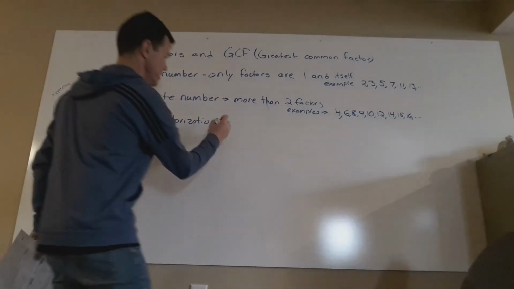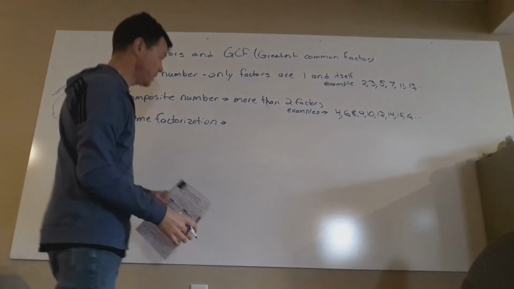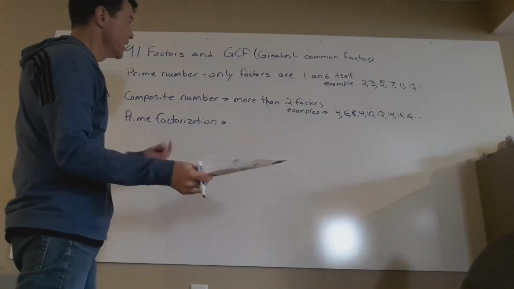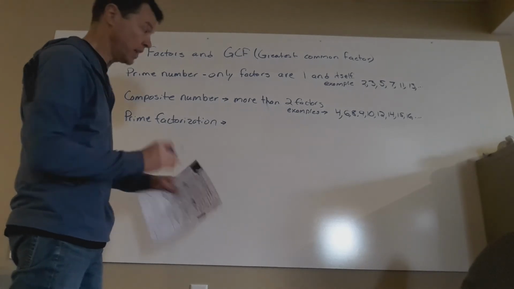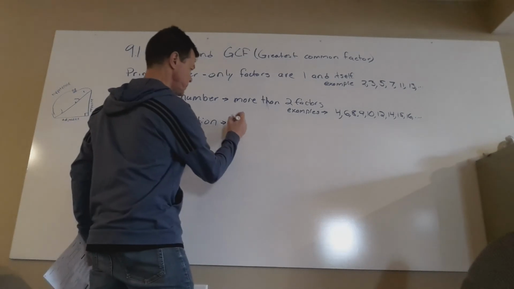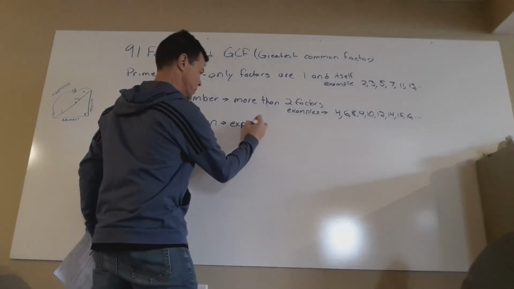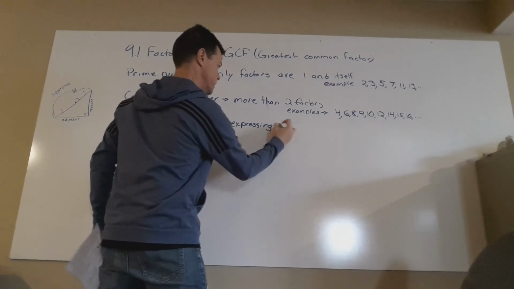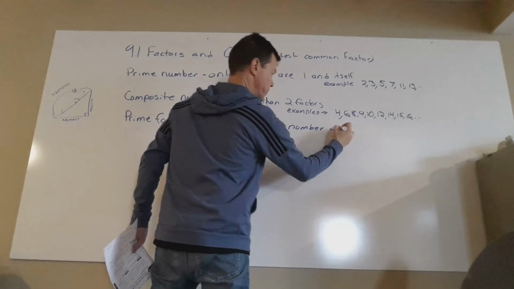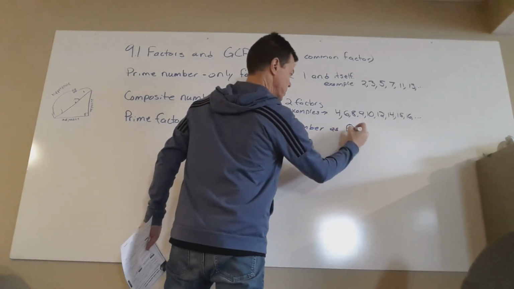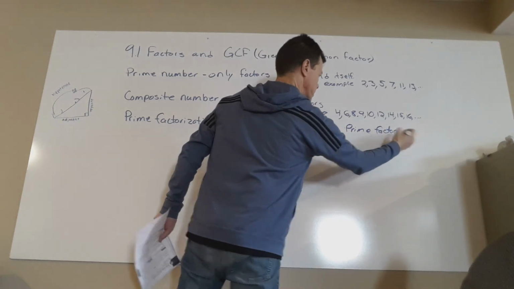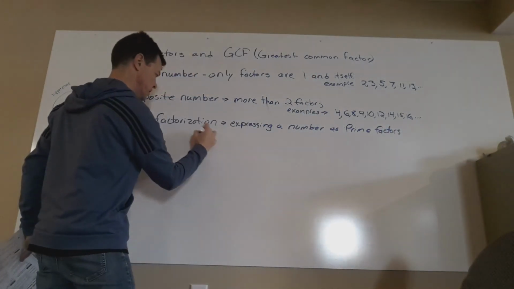Prime factorization is what we will be doing quite a bit of here starting out. Prime factorization is just factoring a number down to just primes, or expressing a number as prime factors. All right, examples of this.